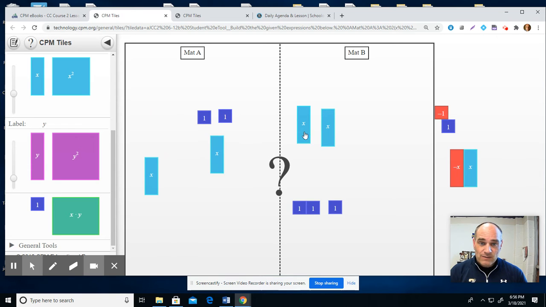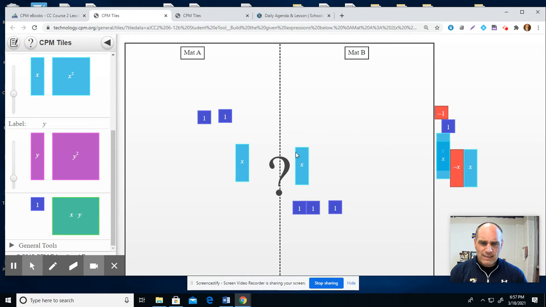I have a positive x on this side and a positive x on this side. So this is my second legal way to take things off, where I'm taking the same thing off of both sides. So I can take this and this off. I have another way of doing that. So I have x and x. I'm taking the same thing off of both sides, so I can take them away.